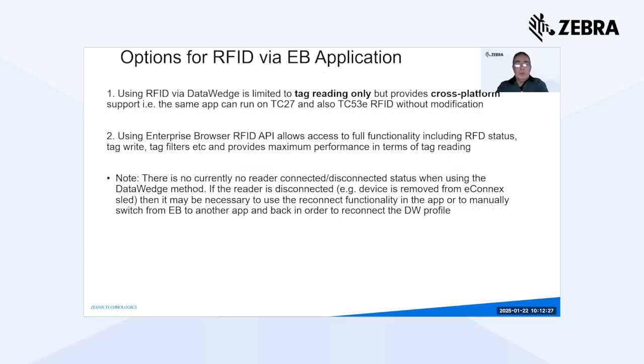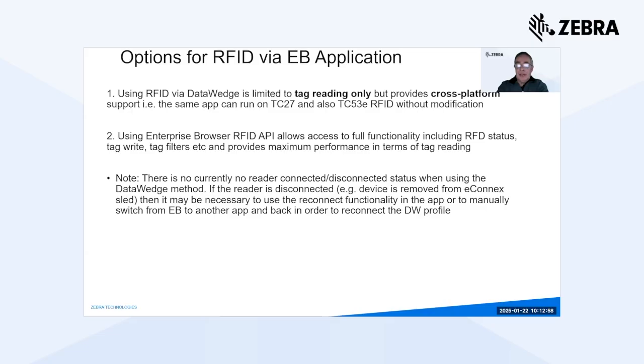So we've got a couple of options for accessing the Enterprise Browser RFID API. The easier way to do it is with DataWedge, because we can allow DataWedge to manage both the RFID reader and the barcode scanner, and we can just receive data from DataWedge via an intent in the Enterprise Browser application.